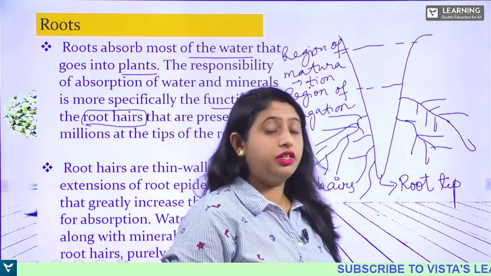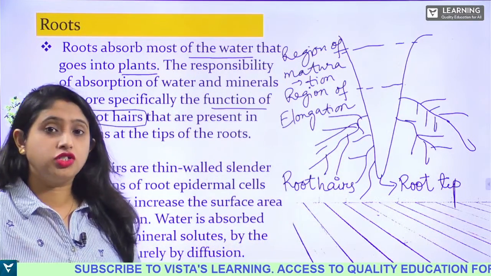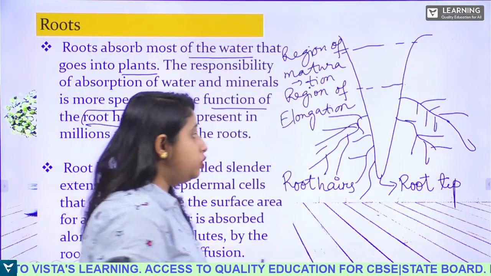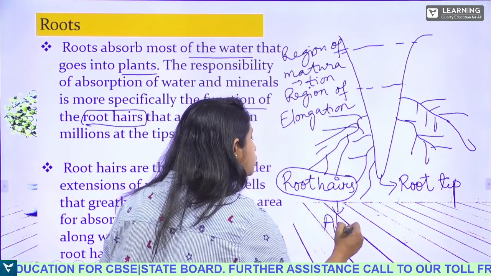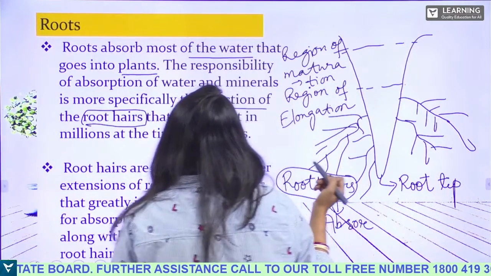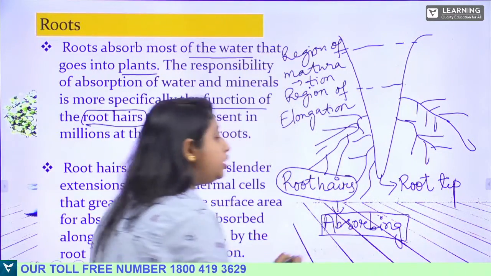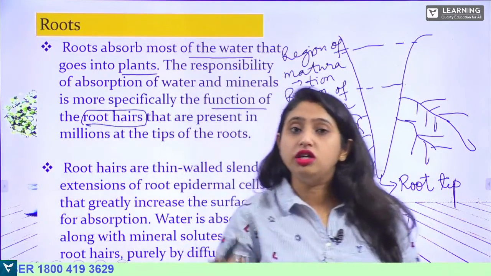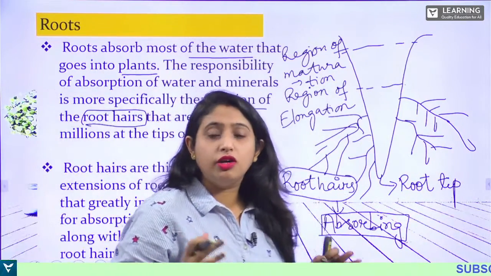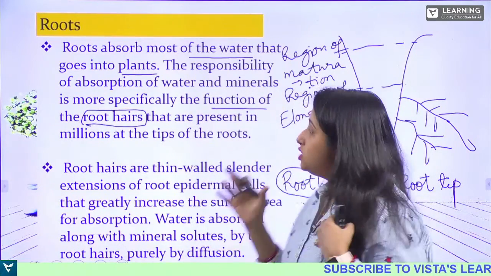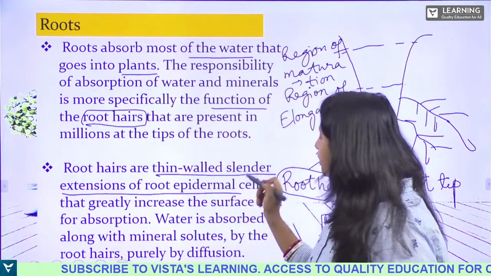So the root has this structure: it has a root tip, and these are the root hairs. With the help of these root hairs, the roots are responsible for absorbing the water. What the root hairs do is increase the surface area. The more root hairs, the more water will be absorbed by the plants. Clear? The root hairs are thin-walled slender extensions of root epidermal cells.